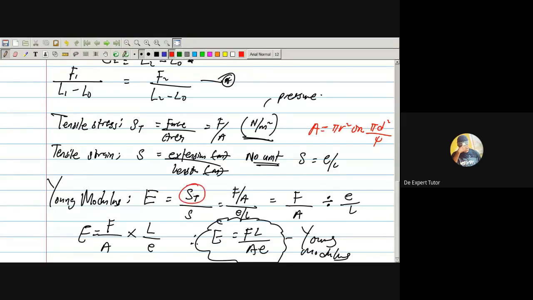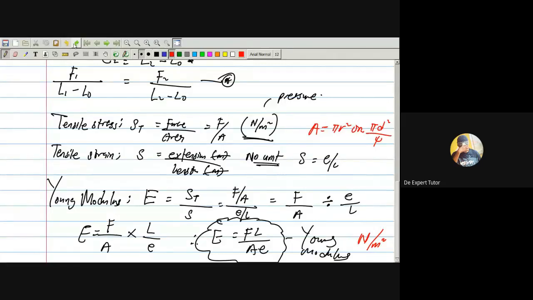Stress has units. Strain does not have units. So this Young modulus has the same unit as stress, and the unit of Young modulus is Newton per meter square. Strain doesn't have any units. So Young modulus has the same unit as stress. So that's that for that.